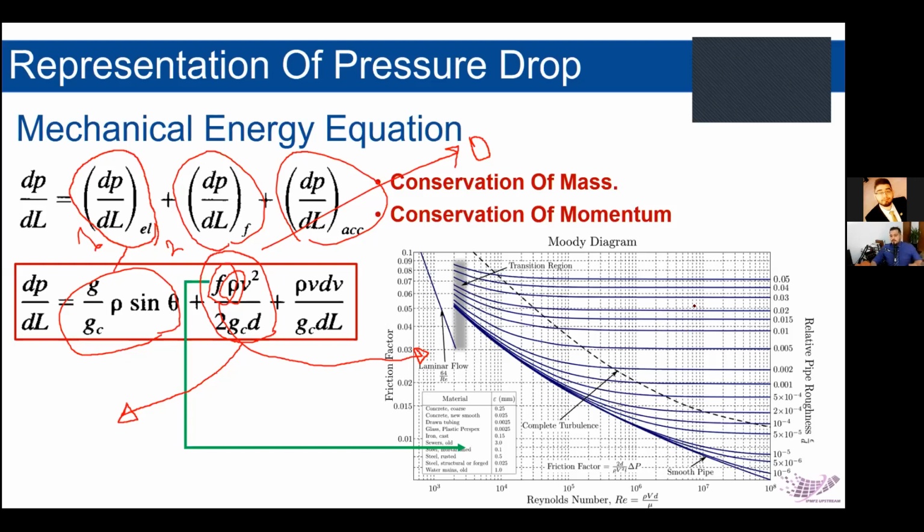How this chart works, you have two keys here. The first key is the Reynolds number. You need to calculate the Reynolds number. It's very easy to calculate. You need the density, the velocity, the diameter of the pipe, and the viscosity. And then you need to calculate the relative roughness of the pipe. Most of the controversy lies here. The roughness is very hard to calculate.